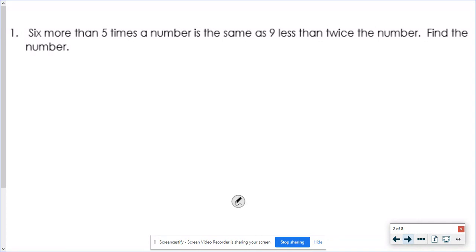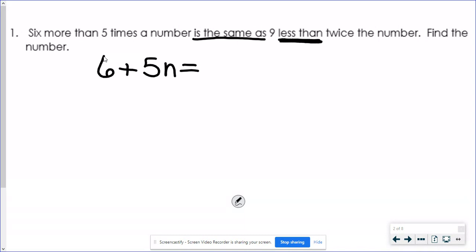So for this one, when we say 6 more than 5 times a number, that's the same as just saying is, equals 9 less than twice the number. So in this one, I purposely left the 6 more than first, so I did 6 plus. But here, remember, just like yesterday, I said less than is the tricky one. I can't just do 9 minus. I know it's subtraction, but I have to start with twice the number, which would be 2n, and I want 9 less than that. I want to take away 9.